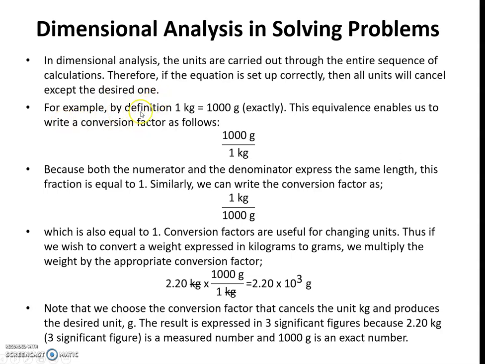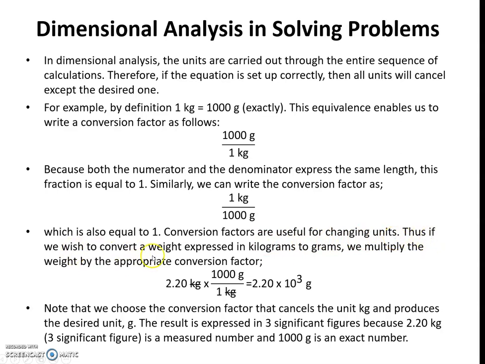For example, by definition, 1 kg is equal to 1000 grams exactly. This equivalence enables us to write a conversion factor as follows: 1000 grams divided by 1 kilogram. Because both the numerator and denominator express the same quantity, this fraction is equal to 1. Similarly, we can also write the conversion factor as 1 kilogram over 1000 grams, which is also equal to 1. So that's why conversion factors are useful for changing units.